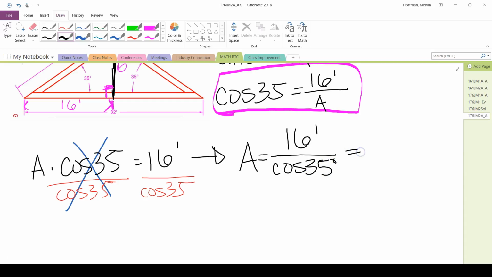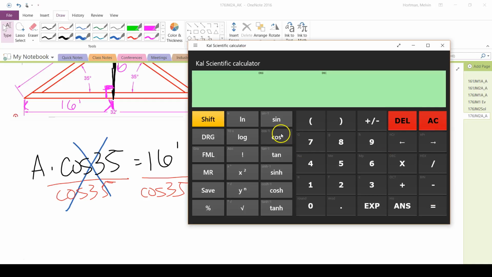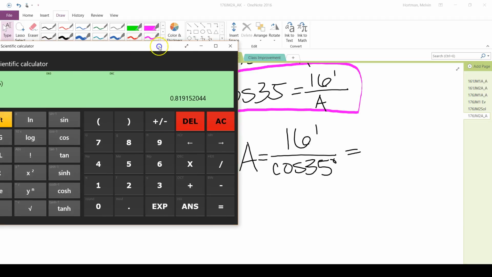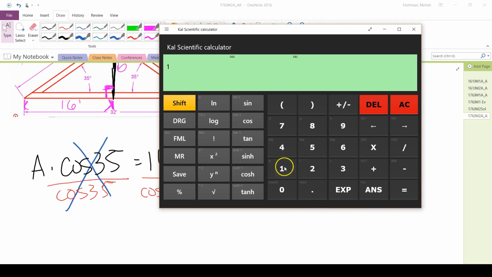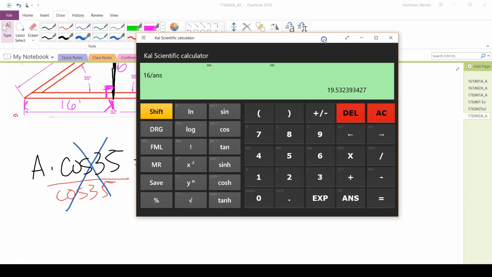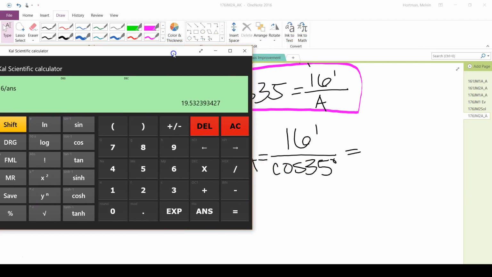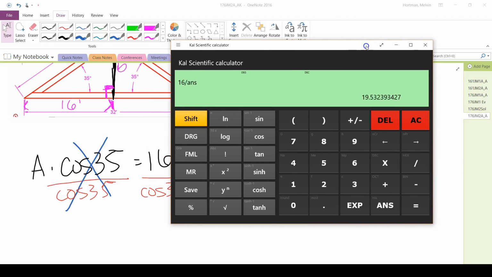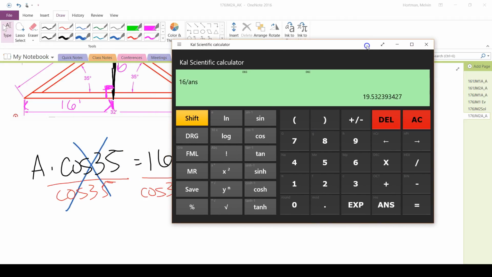And we can calculate that using a calculator. So first let's calculate the cosine of 35. It's 0.819, and then divide 16 by our answer. So 16 divided by our answer is 19.5323.